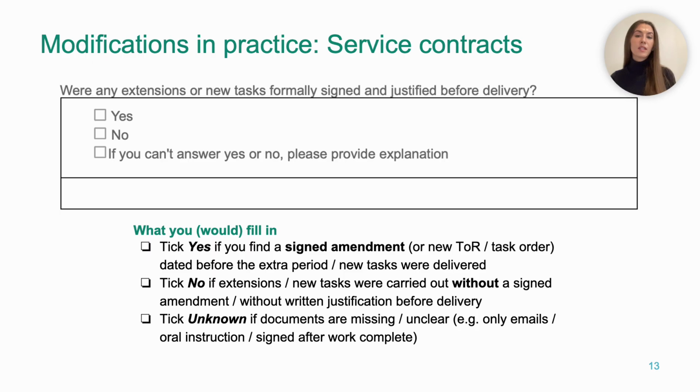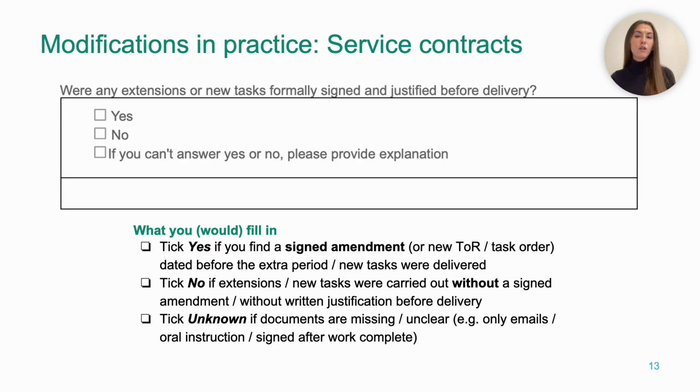After looking at acceptance notes and timesheets, the third big services question is what happened when the contract changed. So for this box, you would only activate it where there is some sign of modification. Let's say there were extra months included, or new tasks, or maybe even a phase 2 of a study or additional supervision for a small construction project. Now the question we ask is very simple. Were those extensions or new tasks formally signed and justified before the consultant did the extra work?